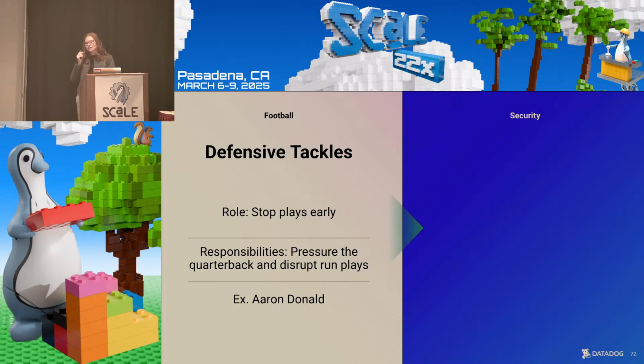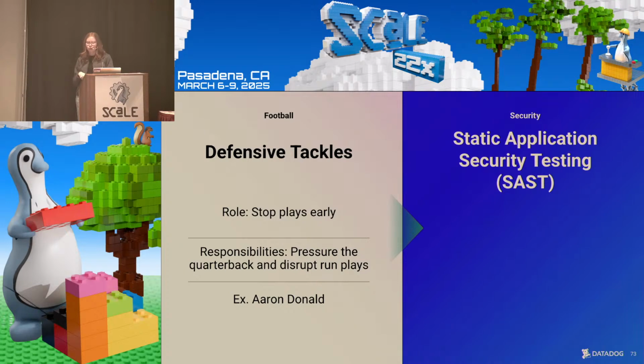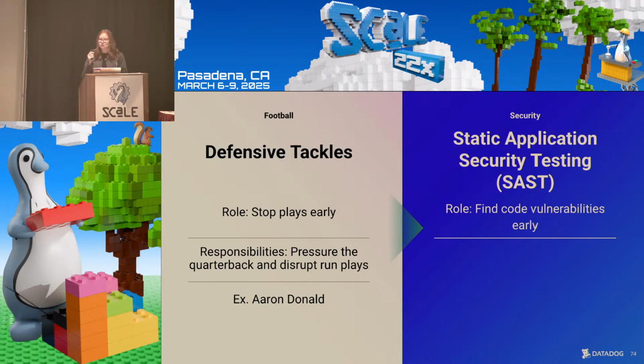But now if we think about it, do we know any security tools that help find vulnerabilities early? We've got some static application security testing scans, otherwise known as SAST. These tools find code vulnerabilities early. These are great as you're just starting out on a new project, just starting out to write code. These help find vulnerabilities at the beginning, and specifically because it's looking at the source code, it does not need a running application at this point. It is looking at your static source code.